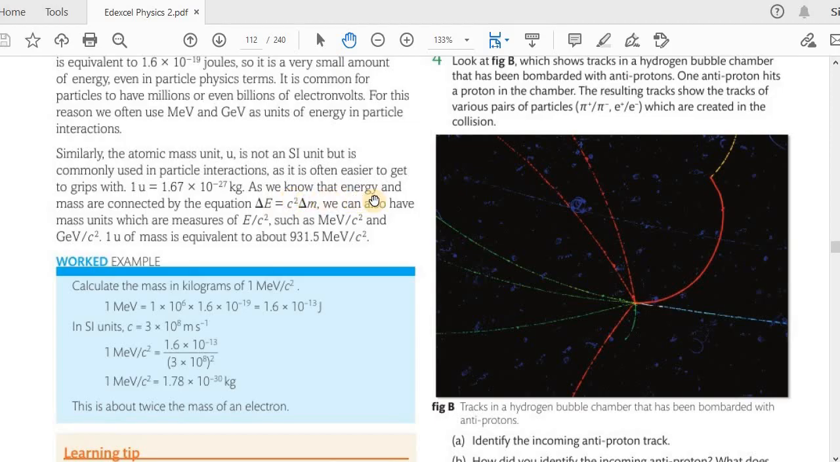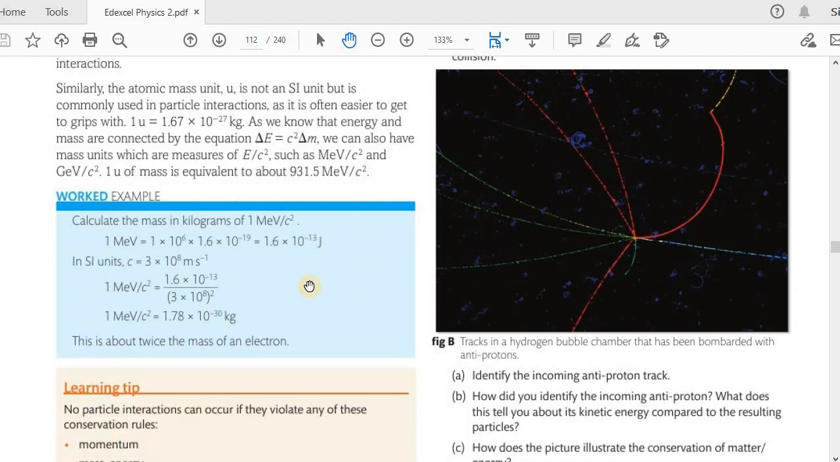As we know that energy and mass are connected by the equation delta E equals c squared delta m, or E equals mc squared, we can also have mass units which are measures of E divided by c squared, such as mega electron volts over c squared and giga electron volts over c squared. 1 U of mass is equivalent to about 931.5 mega electron volts per c squared.